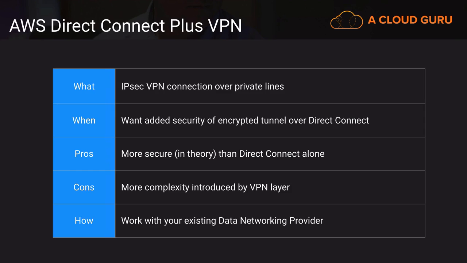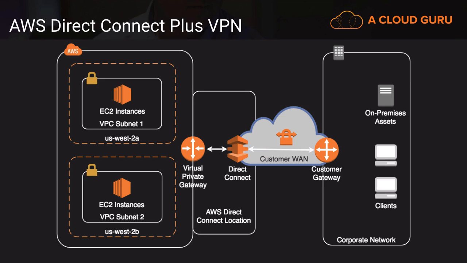Now, on the plus side, it's more secure than just plain old Direct Connect alone, but it also adds an additional layer of complexity with the VPN component in there. And again, you would probably work with your existing data networking partner to set up a Direct Connect, and then you would go through the same process as if you're setting up just a VPN, but only you're using your private network. And here's how that looks. Basically the same picture, but we're just securing the traffic between the on-premise systems and the AWS Direct Connect location.